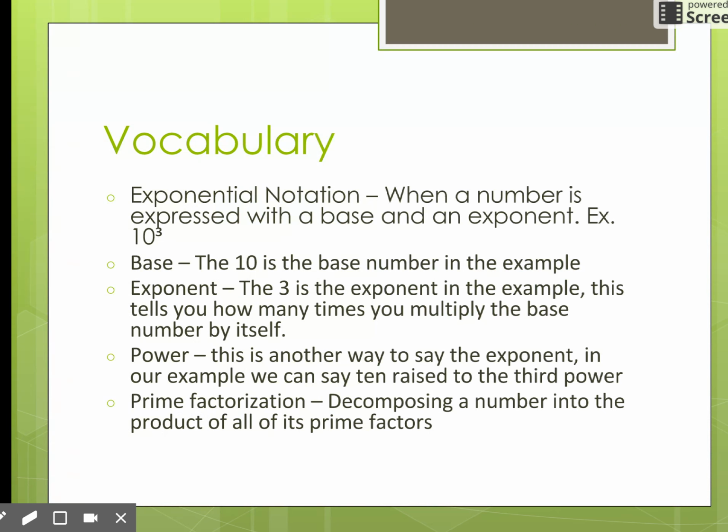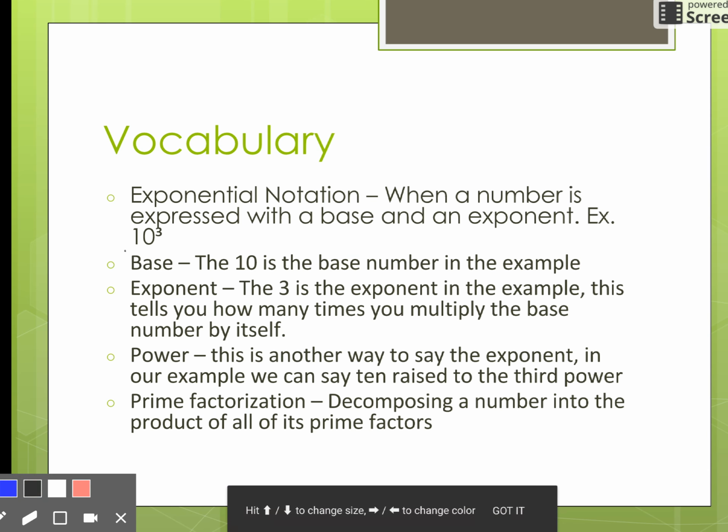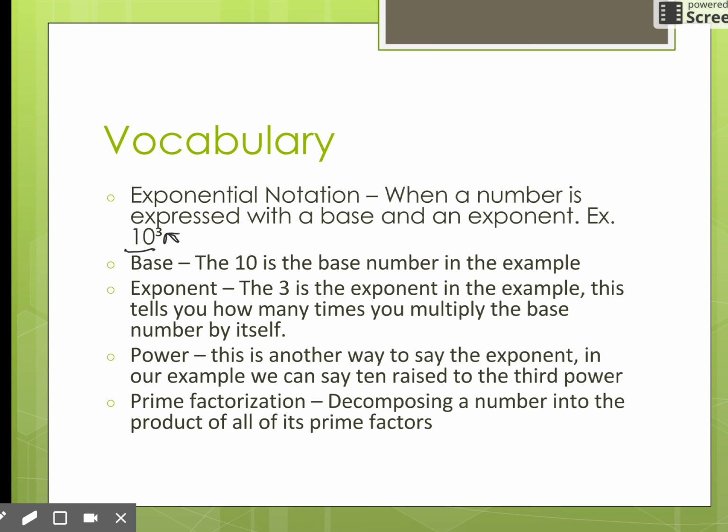First, your vocabulary terms, which should go in your notebook. Exponential notation. That is simply when a number is expressed with a base and an exponent. Example here, we have 10 cubed. The base in our example is the 10. That's the big number, the regular size number. Then an exponent in your example is this 3 here.